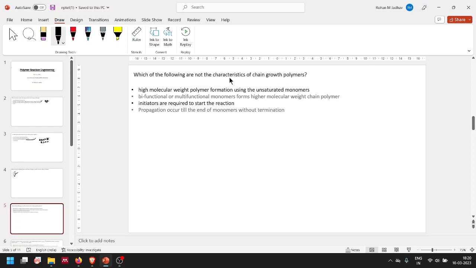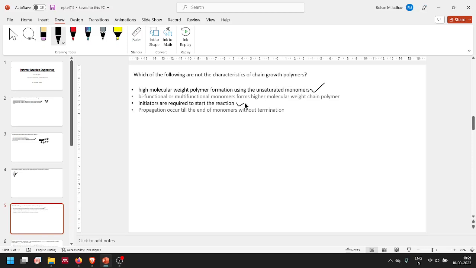Which of the following are not the characteristics of chain growth polymers? In chain growth polymerization, a small amount of monomers reacting with itself will create large molecular weight polymers. High molecular weight polymer formation using unsaturated monomers: yes, this is a characteristic of chain growth polymers. Moving on, bifunctional or multifunctional monomers form high molecular weight chain polymer. This is not a characteristic of a chain growth polymer. This is a characteristic of a step growth polymer, where bifunctional and multifunctional monomers are able to form high molecular weight polymer chains. Chain growth polymers do not require bifunctional and multifunctional monomers, and a small amount of monomer reacting with itself can give rise to high molecular weight chain polymers.